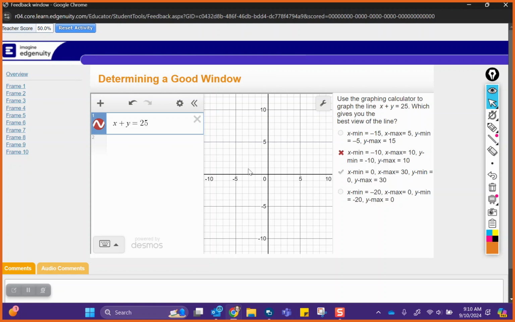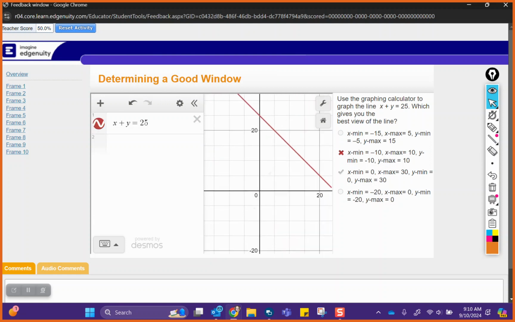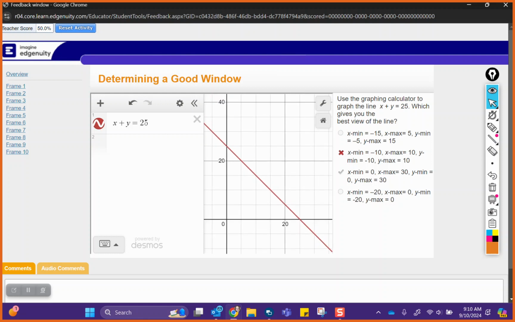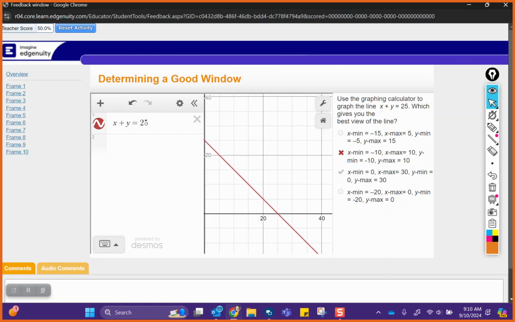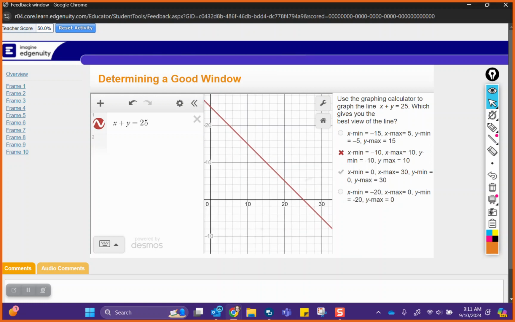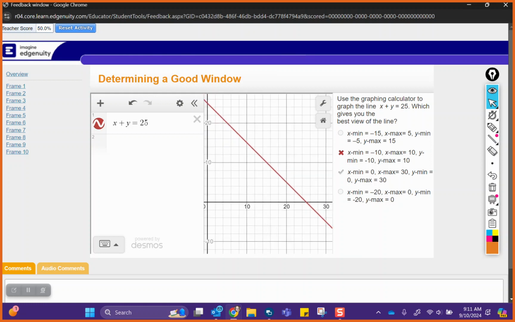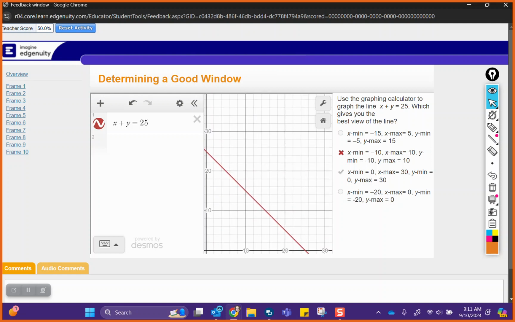Remember, the min and the max is how far left and right do we go, and for the y minimum, negative 10 to 10, how far down and up do we go? So I can't even see the line. I've got to zoom out. So there it is. The x min is 0, so that would be this, that's the y-axis, all the way to 30, so they want us to zoom a bit. There's 30. And then from 0 to 30 there. Yeah, that does give a good view of the line.